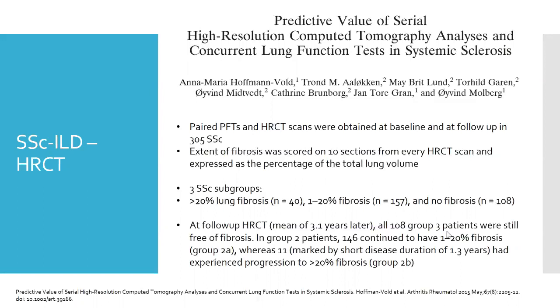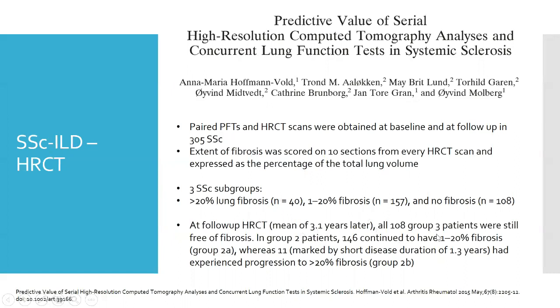Can high resolution CAT scan at baseline, and following it up, predict the progression of disease? The answer is yes. This study was published in 2015 in the Arthritis and Rheumatology journal. They looked at 305 scleroderma patients and divided them into 3 subgroups. About 40 patients had more than 20% lung fibrosis, 108 patients had no fibrosis, and about 157 had anywhere between 1 to 20% fibrosis. The mean follow-up was 3.1 years.